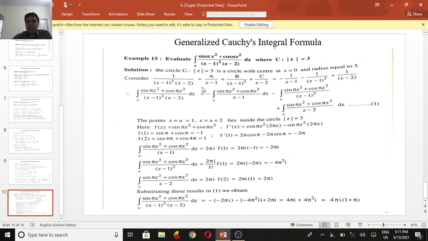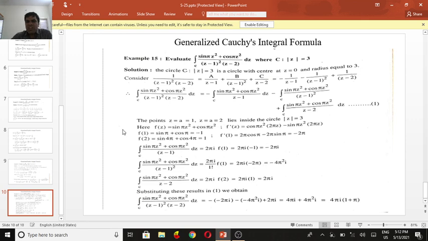Again I am substituting in the given problem. The integral of (sin pi z square plus cos pi z square) divided by (z minus 1) whole square (z minus 2) dz is minus the integral of (sin pi z square plus cos pi z square) divided by (z minus 1) dz, minus the integral of (sin pi z square plus cos pi z square) divided by (z minus 1) whole square, plus the integral of (sin pi z square plus cos pi z square) divided by (z minus 2) dz.